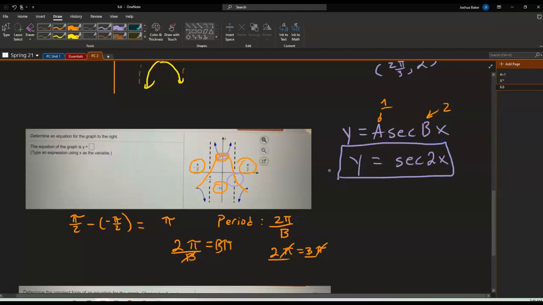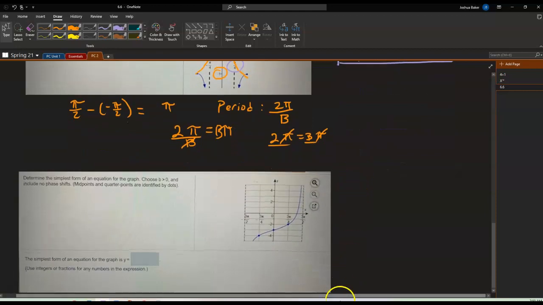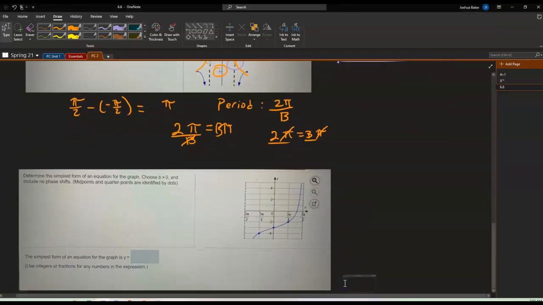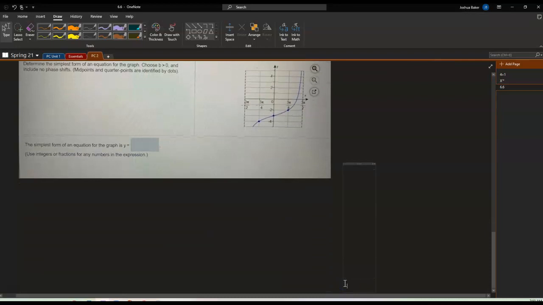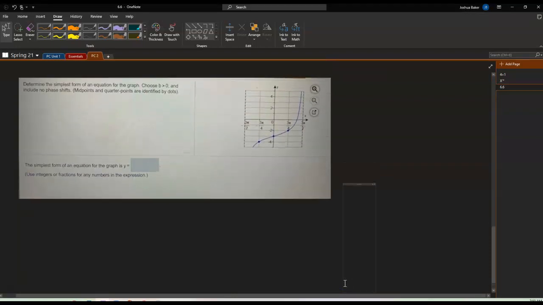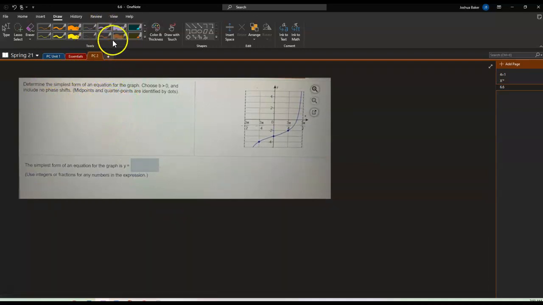All right. Hopefully that is a fairly good explanation. All right. The next one here is a tangent function. This is from section 6.4, I think. So this one is a tangent function, and they're giving us a few directions here.